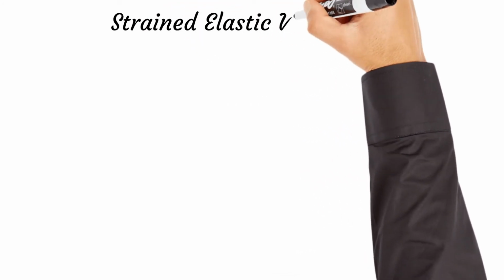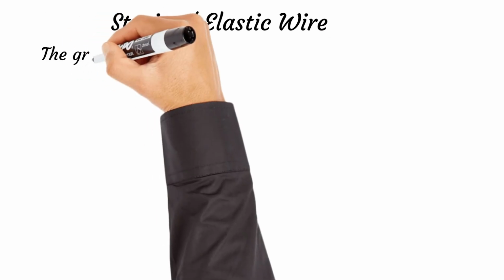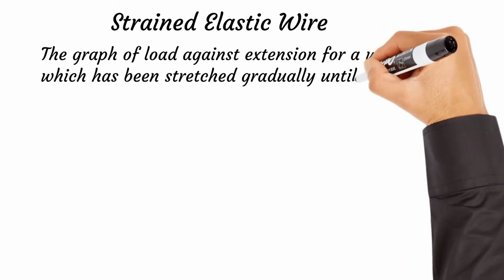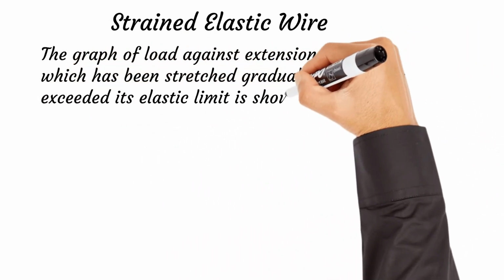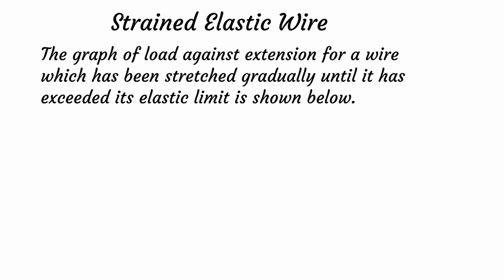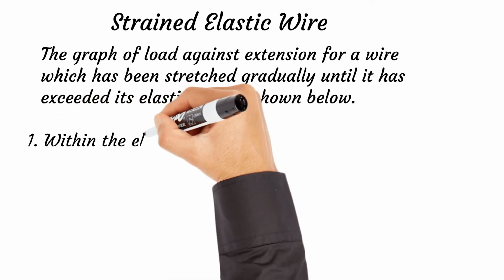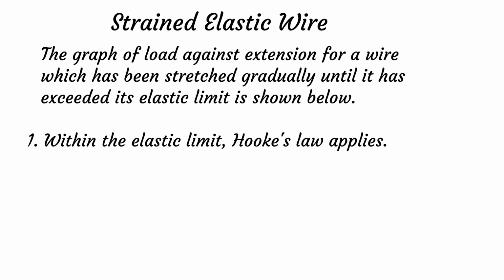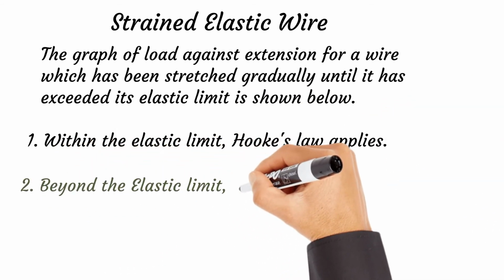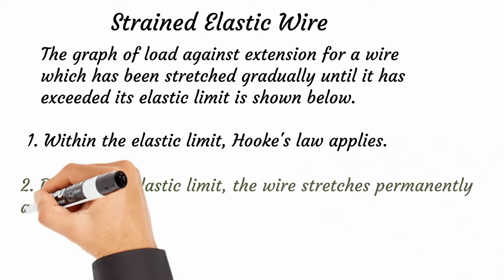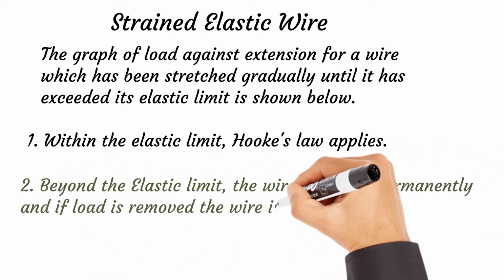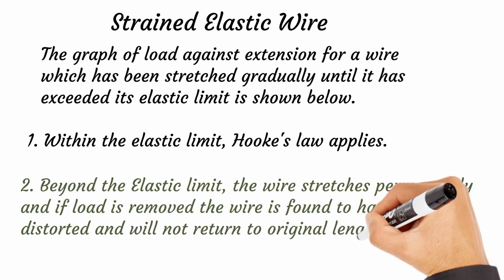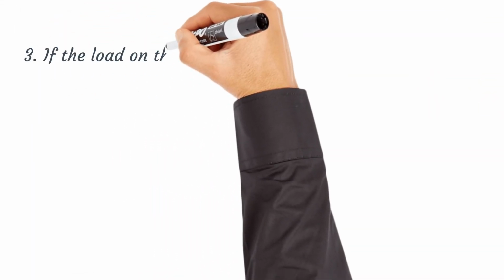Strained elastic wire. The graph of load against extension for a wire which has been stretched gradually until it exceeds its elastic limit is shown below. But before we show the graph, let's explain a little point. Within the elastic limit, Hooke's law is still obeyed. That is the point where, when you add a load, the material stretches and returns back. Beyond the elastic limit, the wire stretches permanently. And if the load is removed, the wire is found to have been distorted, it cannot return back.